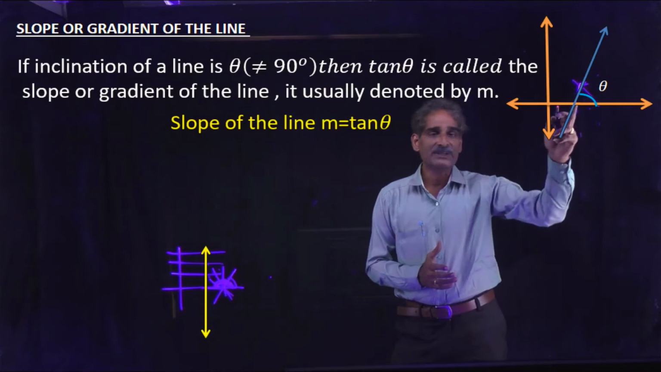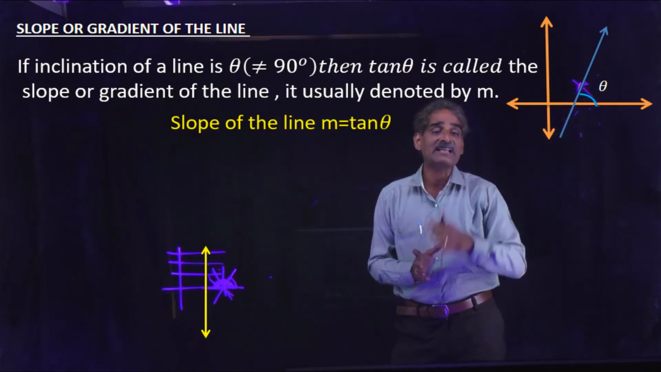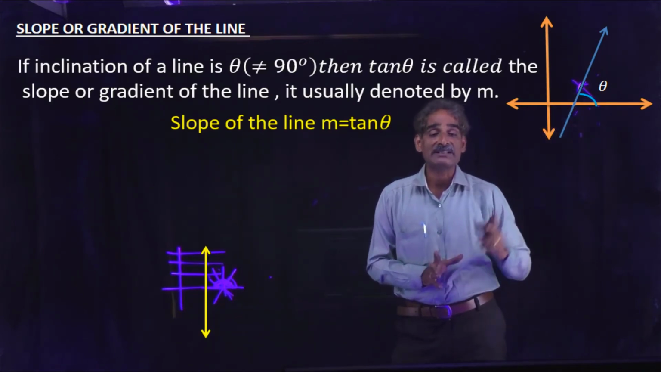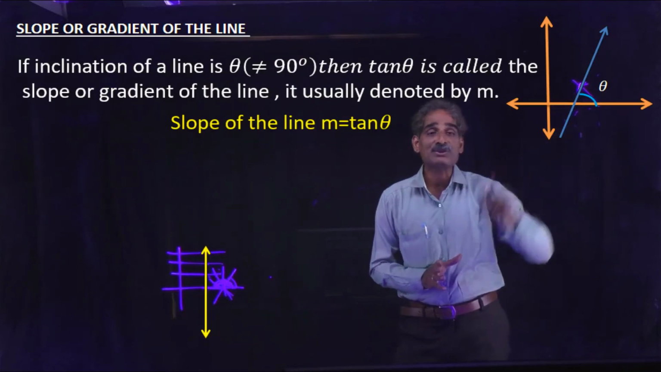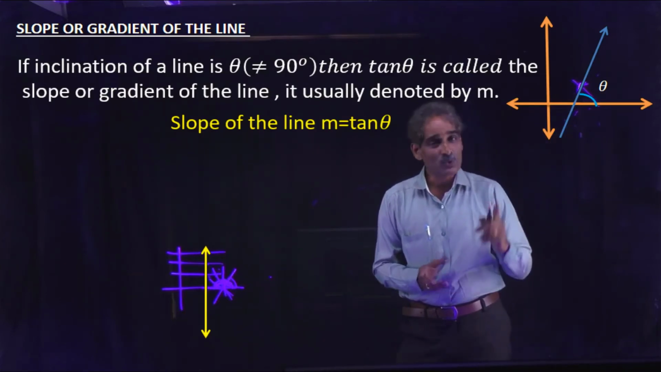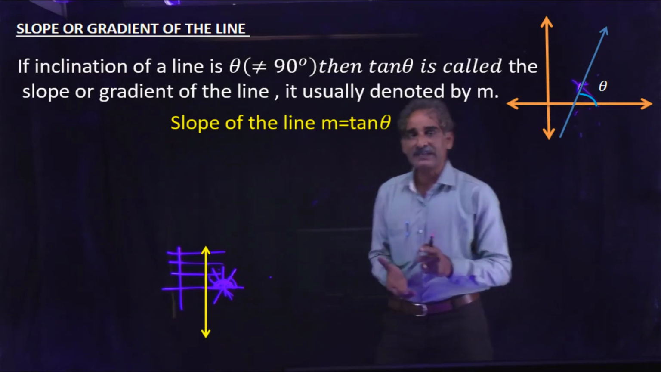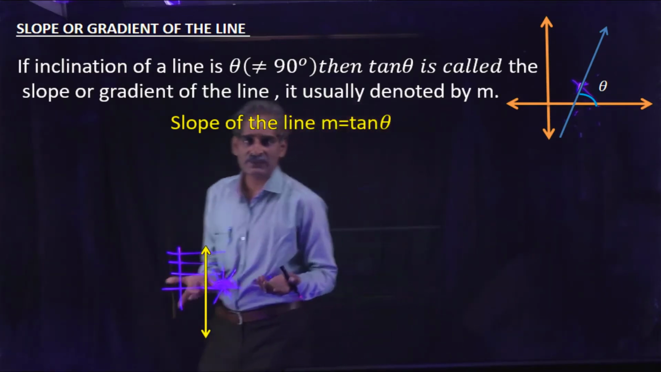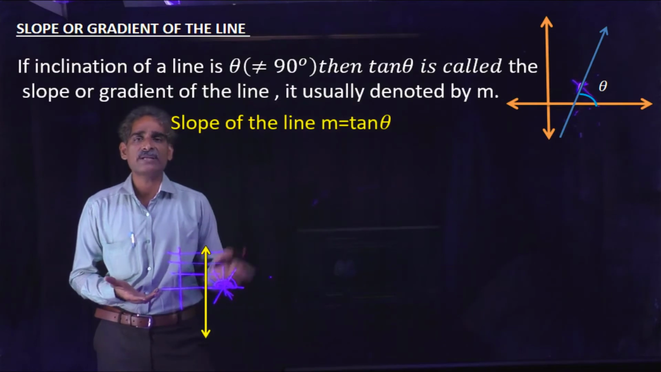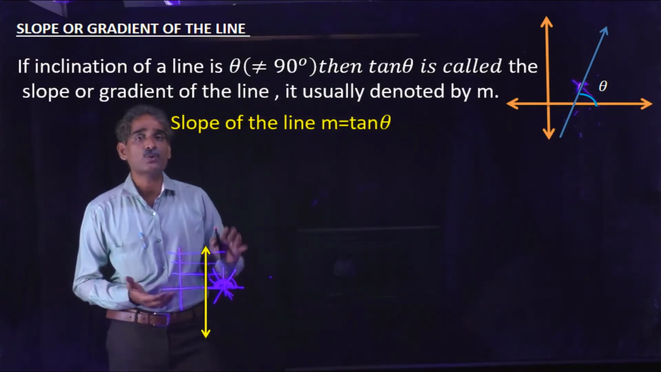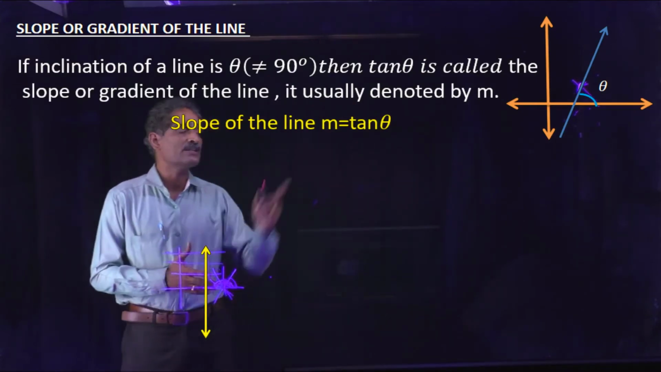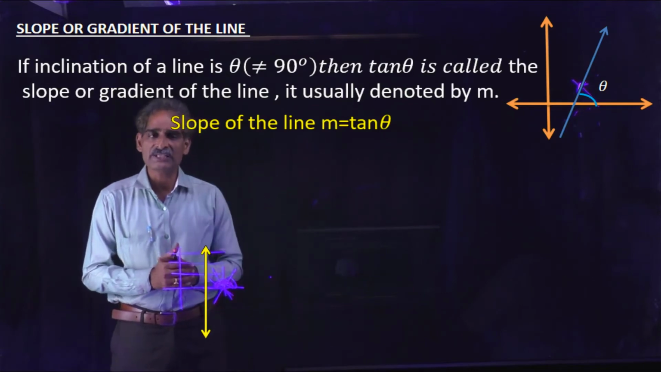Understand? If theta is the inclination of line, tan theta is called slope of the line, and at the same time slope is denoted by m. Slope of the line, otherwise gradient of the line. Gradient, slope, both mean the same. Gradient of the line and slope of the line is m equal to tan theta. That is the slope of the line and theta is inclination.